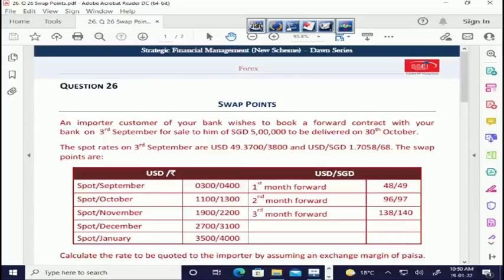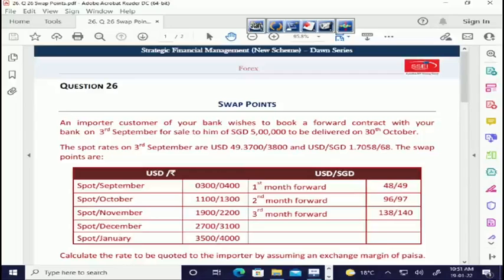An importer customer of your bank. Question number 26, swap points. An importer customer of your bank wishes to book a forward contract with your bank on 3rd September, for sale to him, that is purchased by him, of SGD 5 lakh to be delivered on 30th October. So on 3rd September we want to purchase SGD 5 lakh for end October, forward. So you need the rupee per SGD rate. The spot rate on 3rd September are USD rupee this much and USD SGD this much.